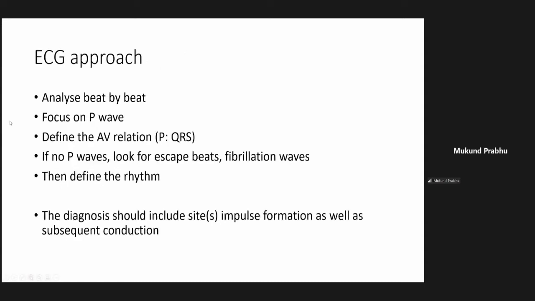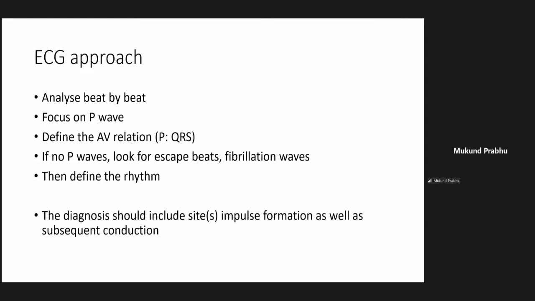So in a single slide, I will summarize the aspects of ECG approach. We have to analyze beat by beat. Our focus should be on the P wave, and we have to define the relation between the atria and the ventricle, that is P versus the QRS. If there are no P waves, we should look for escape beats, or instead of P, whether there are any fibrillation or flutter waves. Putting everything together, then we have to define the rhythm, because parts of the rhythm may be different at the onset of the strip versus the end of the strip.